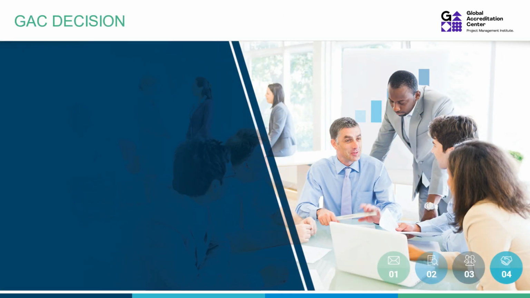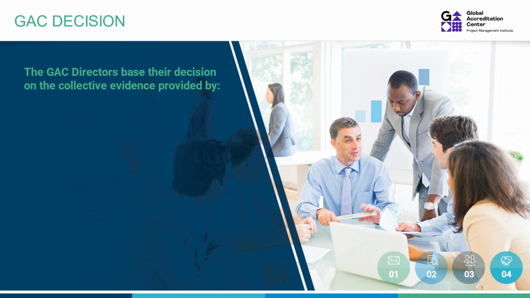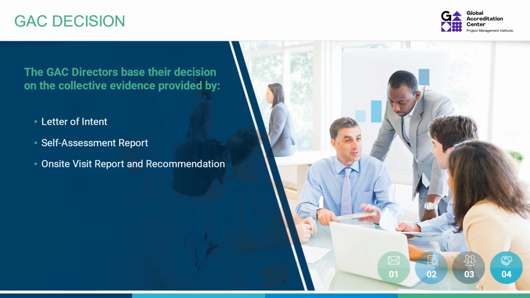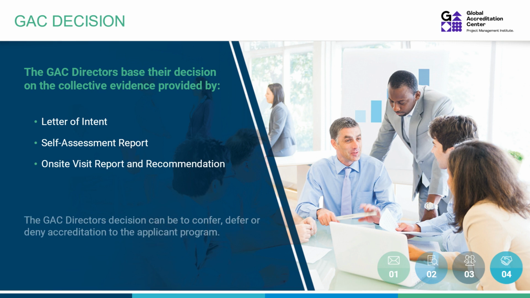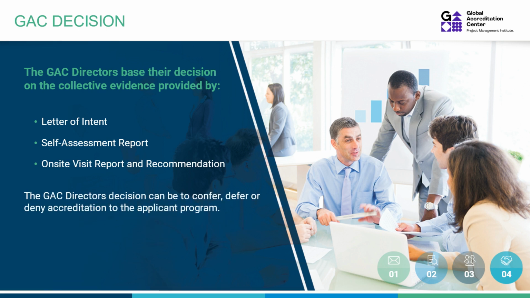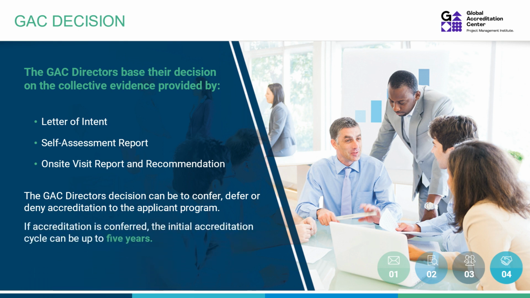The accreditation decision is the final step in the GAC accreditation process. The GAC directors base their decision on the collective evidence provided by the letter of intent, the self-assessment report, and the on-site visit report and recommendation. The GAC directors' decision can be to confer, defer, or deny accreditation to the applicant program. If accreditation is conferred, the initial accreditation cycle can be up to 5 years.